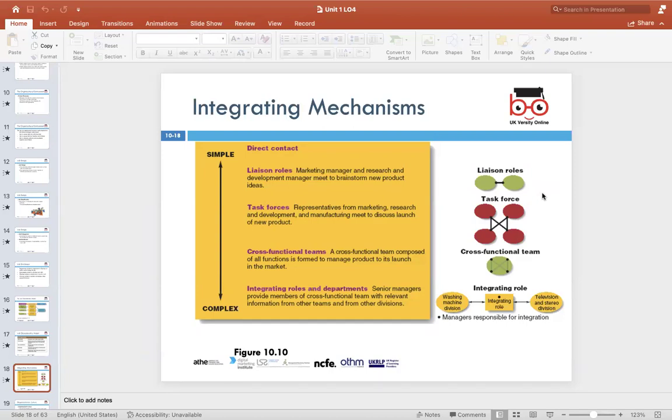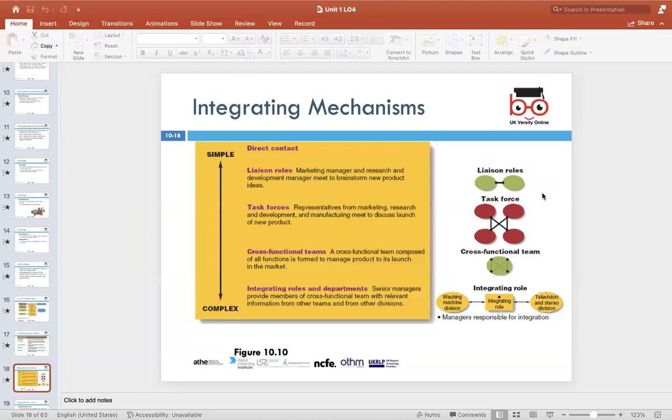Now you have different task forces. So maybe on one specific new product launch or one specific task, there are 3-4 teams working towards the same goal. And that's how cross-functional teams come into the picture as well, wherein there are teams from different backgrounds coming together to work on one common goal.